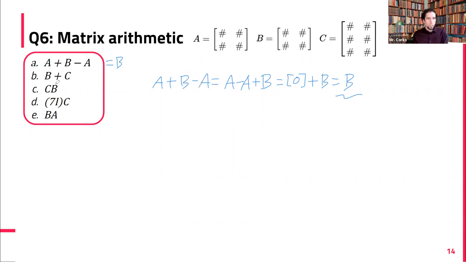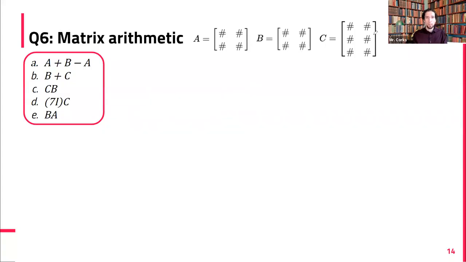Okay, so let's talk about B. There were a number of mistakes with part B here. B plus C. Undefined. Okay, tell me why. Because the dimensions are different. When we subtract and add matrices, the dimensions should be the exact same. Okay, so they should have the same dimensions.